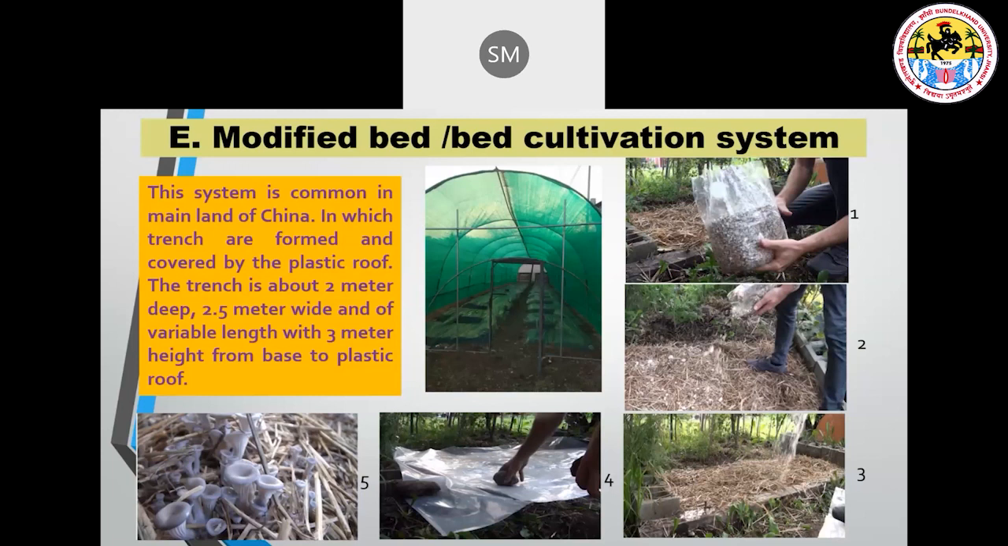Then again, sprinkle water in enough amount, as in picture 3, and after sprinkling water, we cover the entire bed with the polythene sheet so that water does not evaporate from the substrate. It takes 15 to 20 days for the successful spawn run. After the completion of the spawn run, the polythene sheet should be removed, and we would find the mushrooms as in picture 5.